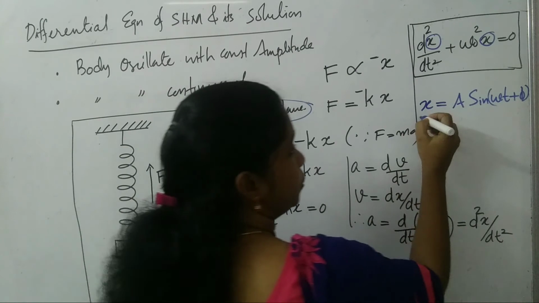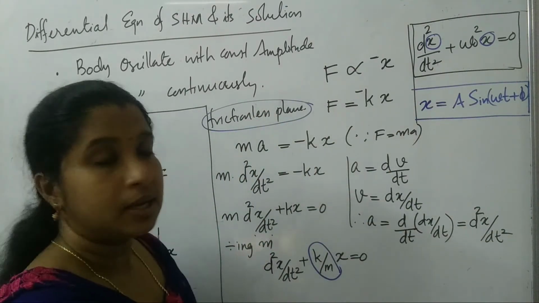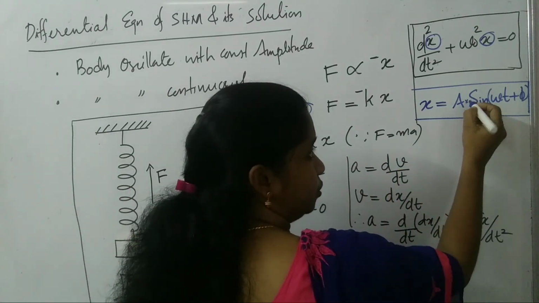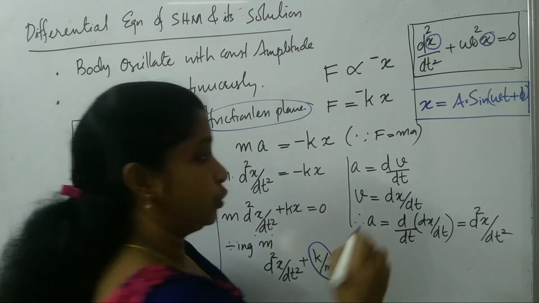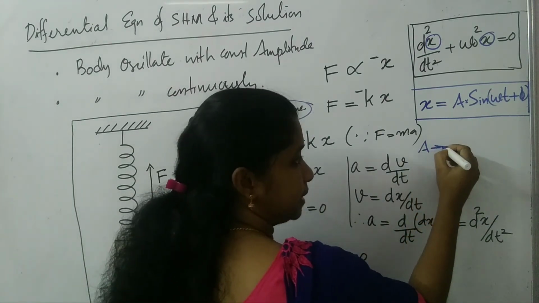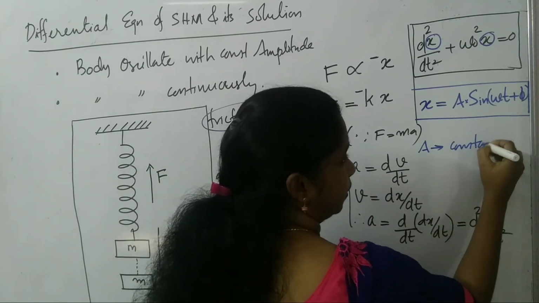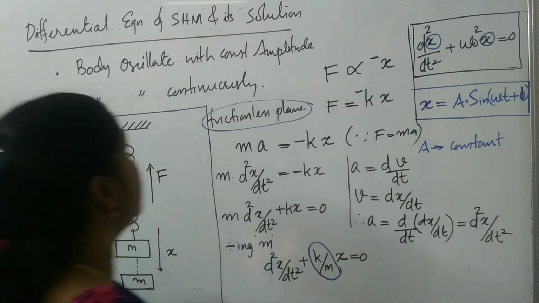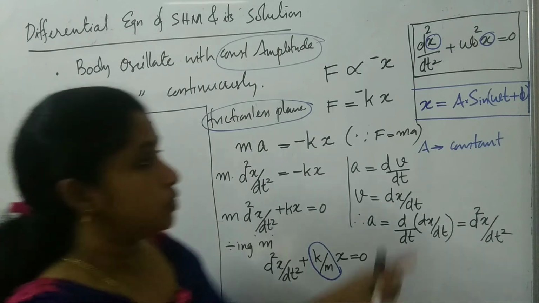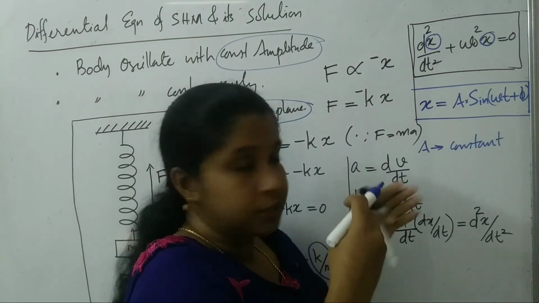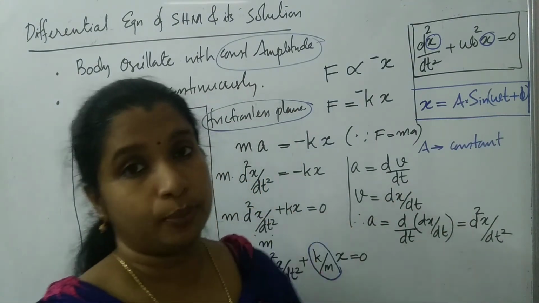So this is the solution of simple harmonic motion. There are two terms: a into sin(omega t plus phi). What is a? A is the amplitude. It is a single term, so we can state that the amplitude is constant. So we get the first condition, constant amplitude, because there is no term associated with this a. Then the second term is sin(omega t plus phi).